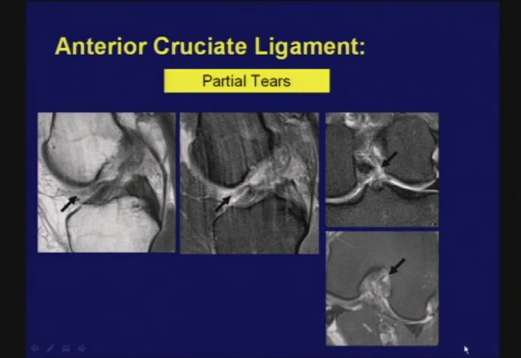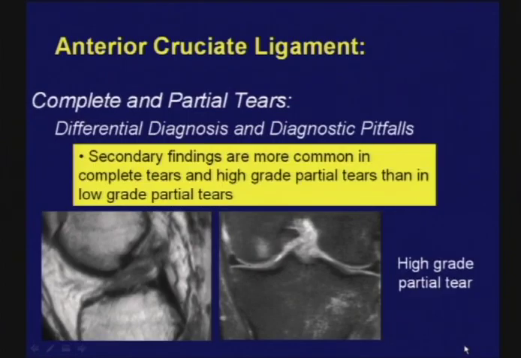So we will see these, but I find them difficult. Secondary findings that we've talked about are far more common with complete tears, but indeed are seen with high-grade partial tears. This was a case from many years ago that I confidently diagnosed as a complete tear of the anterior cruciate ligament, and the orthopedic surgeon came back and found me after surgery saying it was not complete.